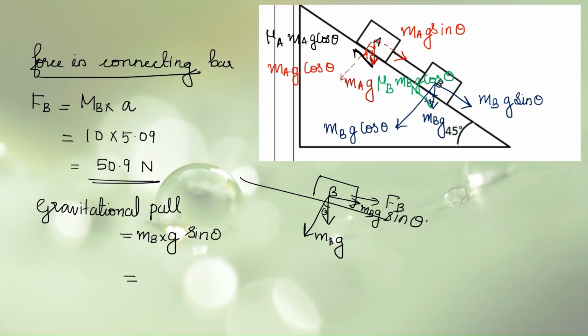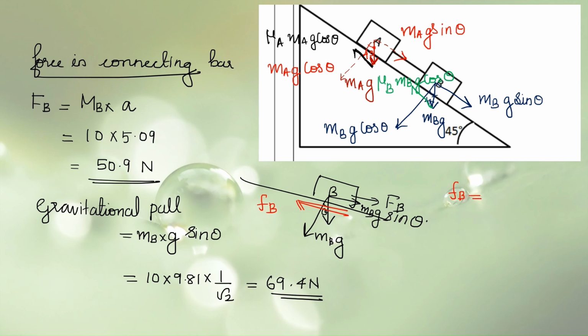MB is 10 kilogram, g is 9.81 meter per second square, sin theta is 1 by root 2. If you multiply this, you will get 69.4 Newton as the force in the downward direction. Okay, and if a moment is there in the downward direction, frictional force will obviously be in the upward direction. So the magnitude of frictional force Fb. What is the magnitude of frictional force Fb?